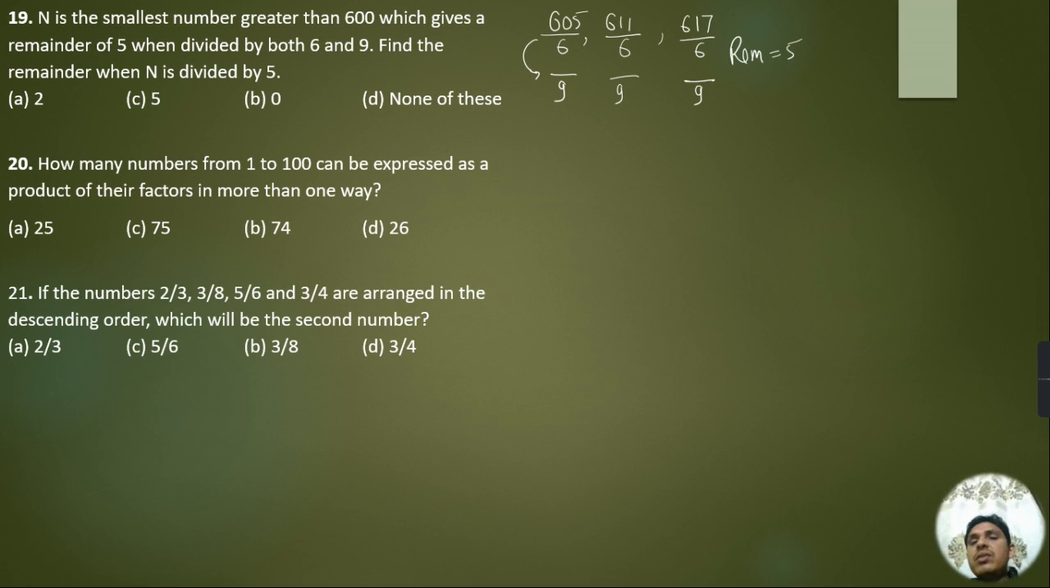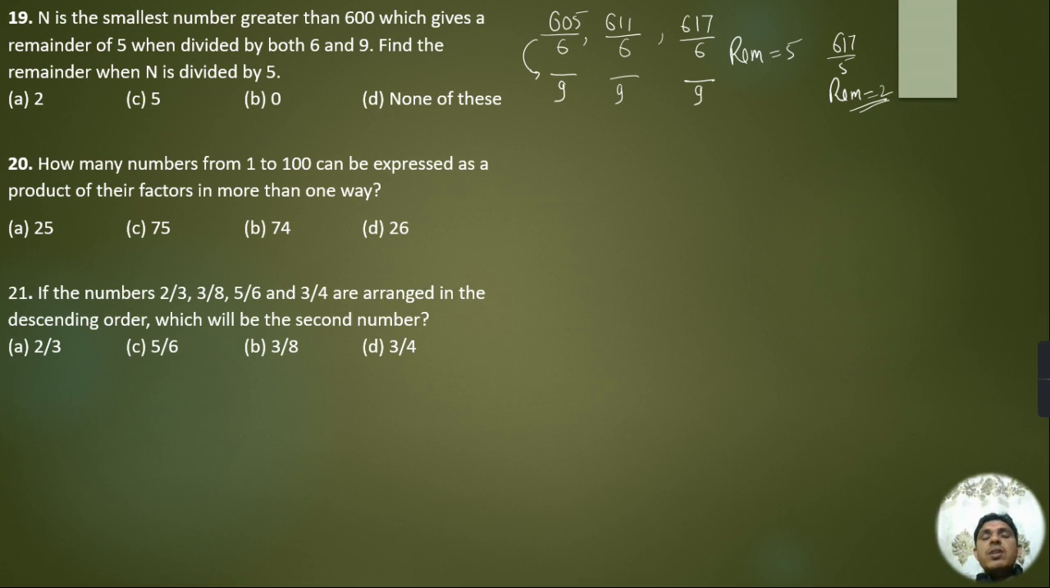So just find out the remainder when this 617 is divided by 5. Here the remainder will be 2, right? Okay, coming to the next question. The next question we have: how many numbers from 1 to 100 can be expressed as a product of their factors?